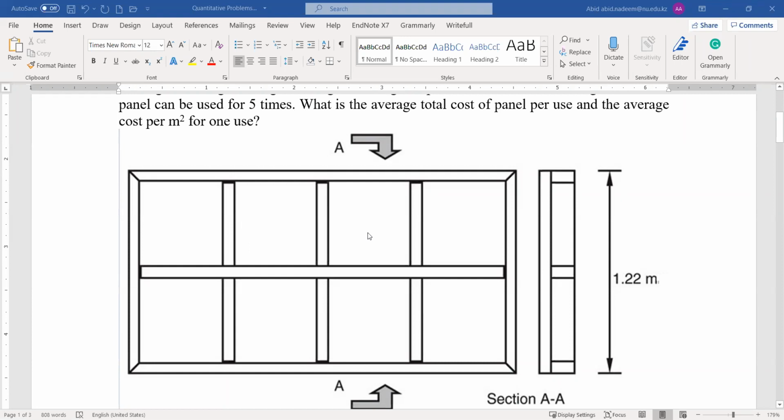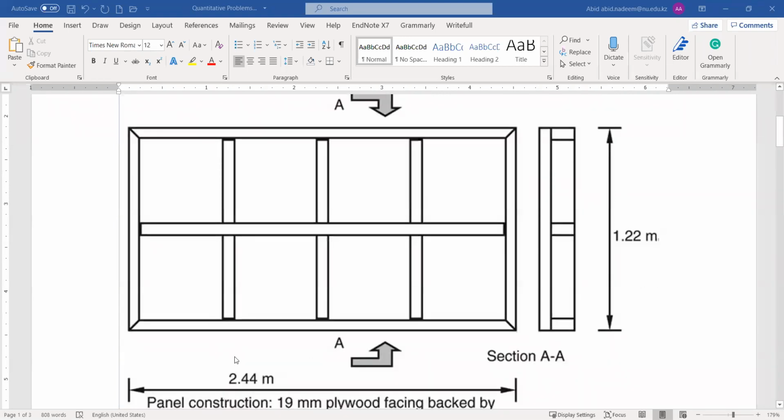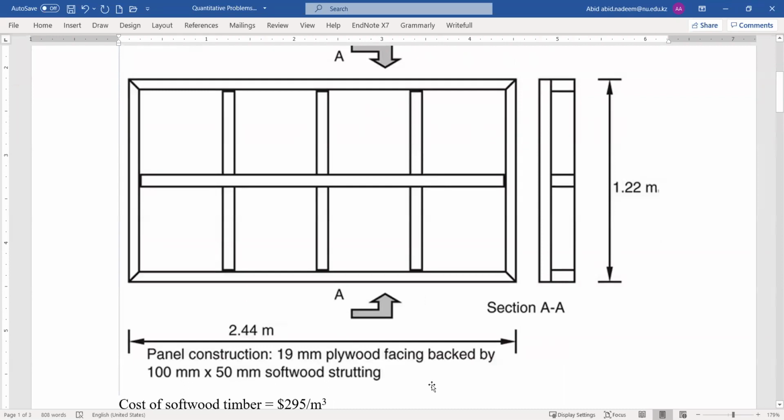So this is a formwork panel. The plan and section of this panel have been shown. This panel is 2.44 meter long by 1.22 meter wide. And it includes two types of wood. One is the facing wood, that means the wooden plank. And the other are the struttings.